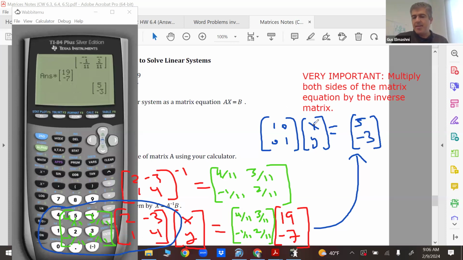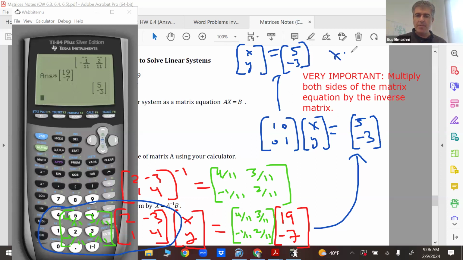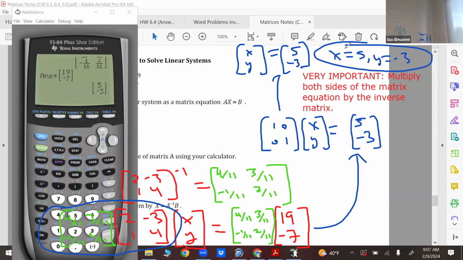And anything times the identity is the same thing. So therefore x, y equals 5 and negative 3, or x equals 5 and y equals negative 3. That's why this works. You multiply both sides by the inverse, you knock out this coefficient matrix that you got from the coefficients of your equations. It gets undone, isolating x and y, and whatever's on the other side equals x and y. So it's kind of like solving a normal equation.